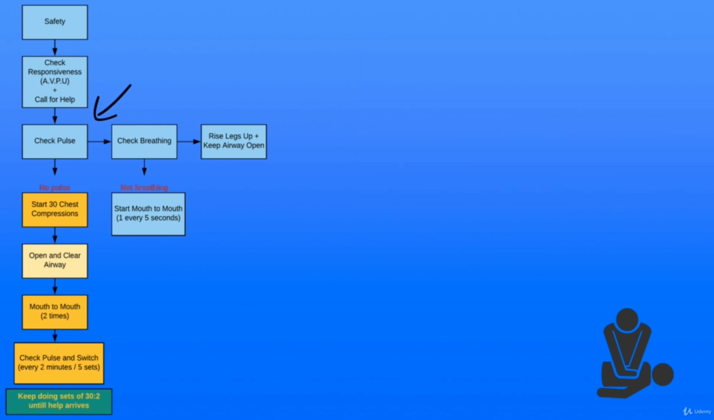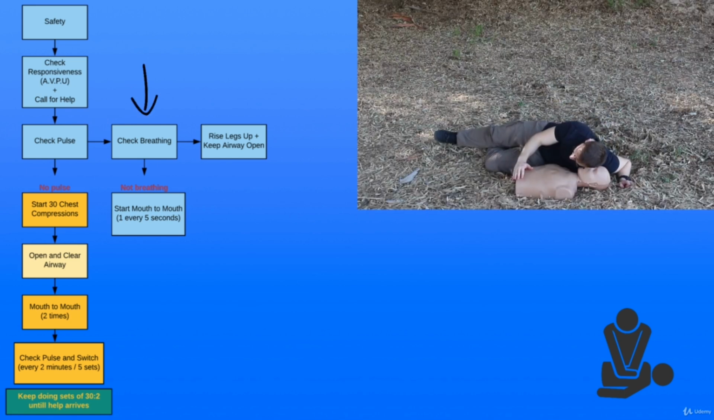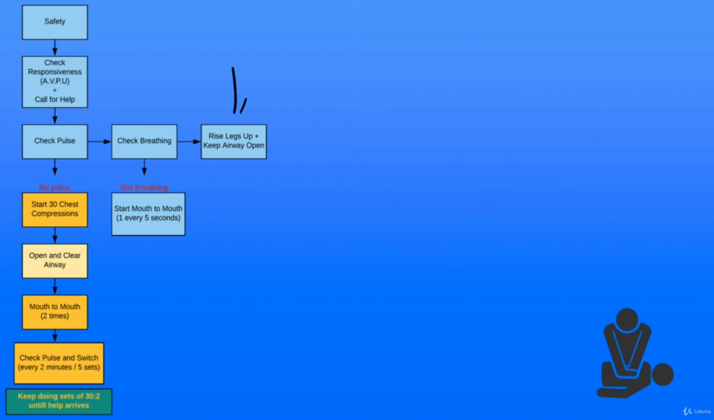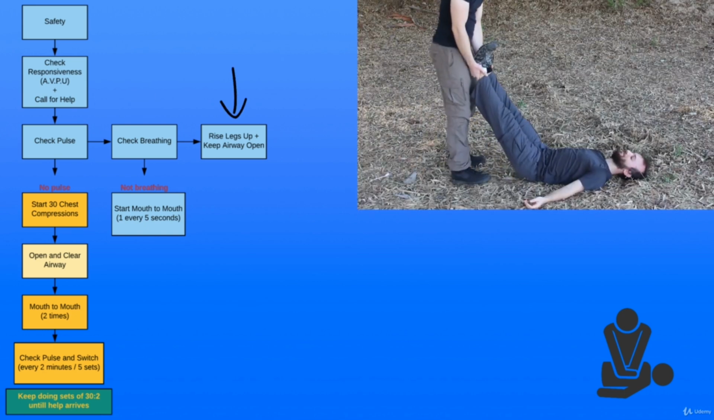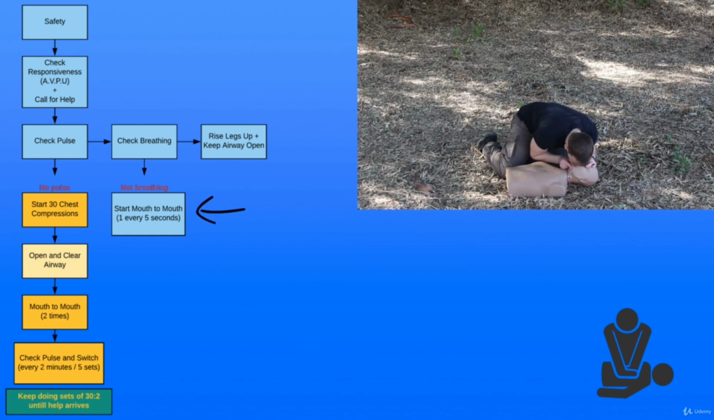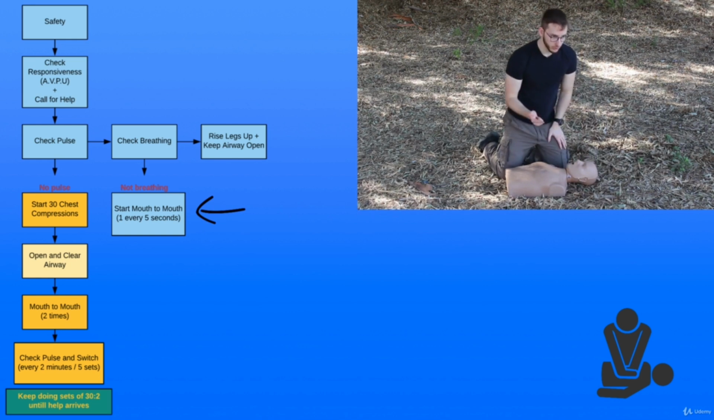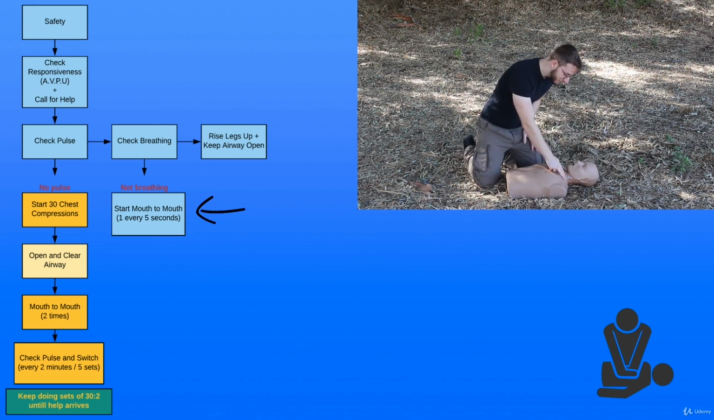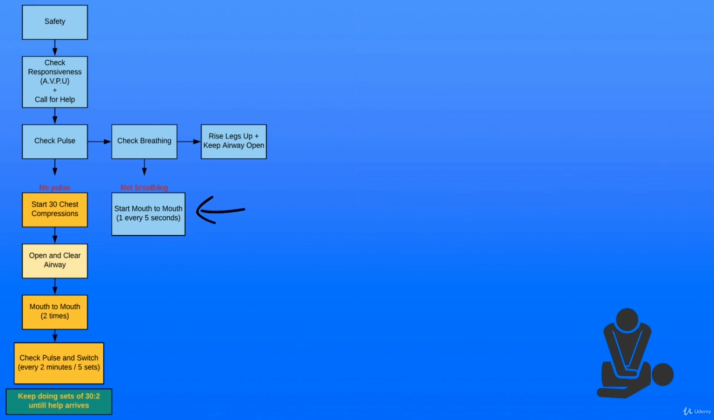If he has a pulse, we would want to check his breathing. If he is breathing, then it means he is passed out. In that case, we would want to keep his airway open and raise his legs up. If he is not breathing, then we would want to start to perform mouth-to-mouth once every 5 seconds, and we would want to check his pulse in between to make sure his situation doesn't get worse.